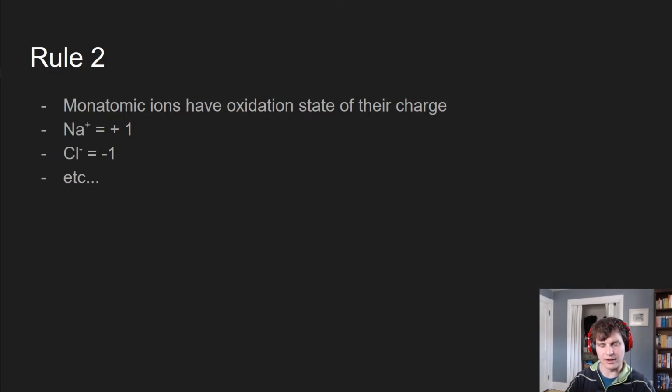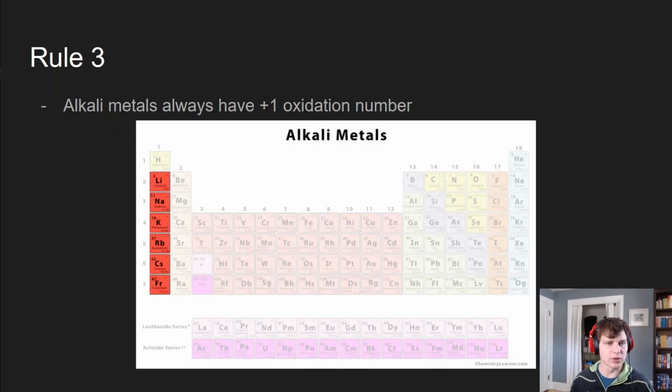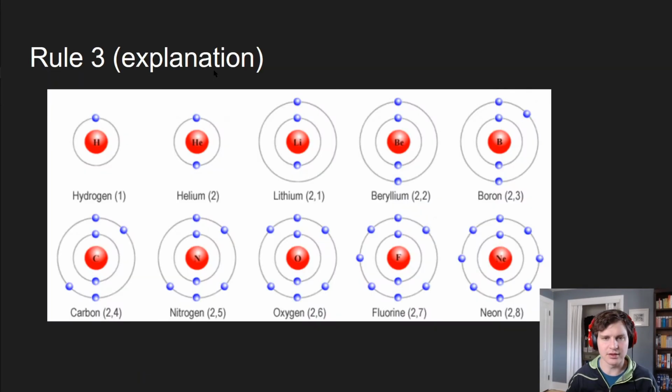This is where, in online delivery, I would normally ask the class to give some examples, but hopefully you know what I mean by now. Rule 3 is that alkali metals always have a +1 oxidation number. So this is lithium, sodium, potassium, rubidium, cesium, and francium. Basically that is a rule. We can see why lithium, sodium, and potassium all have oxidation numbers of +1 if we take a look at their electron orbitals.